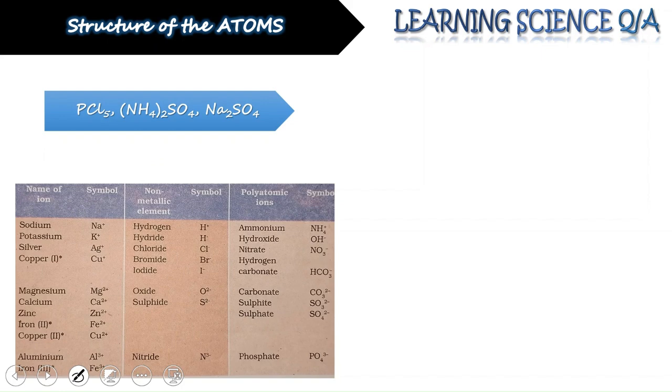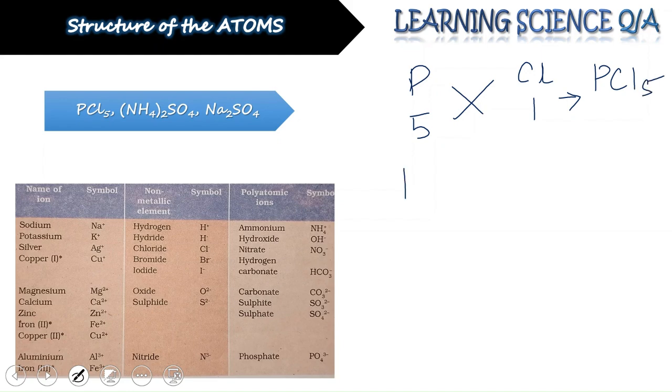We have PCl5. Phosphorus can have valency 5 and chlorine has valency 1. By crossing their valencies, we get a compound like PCl5.